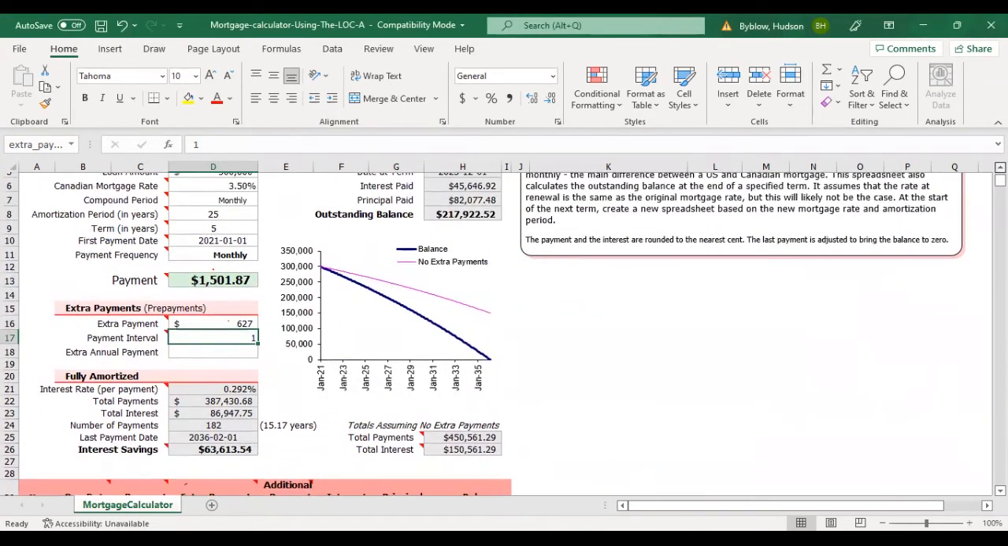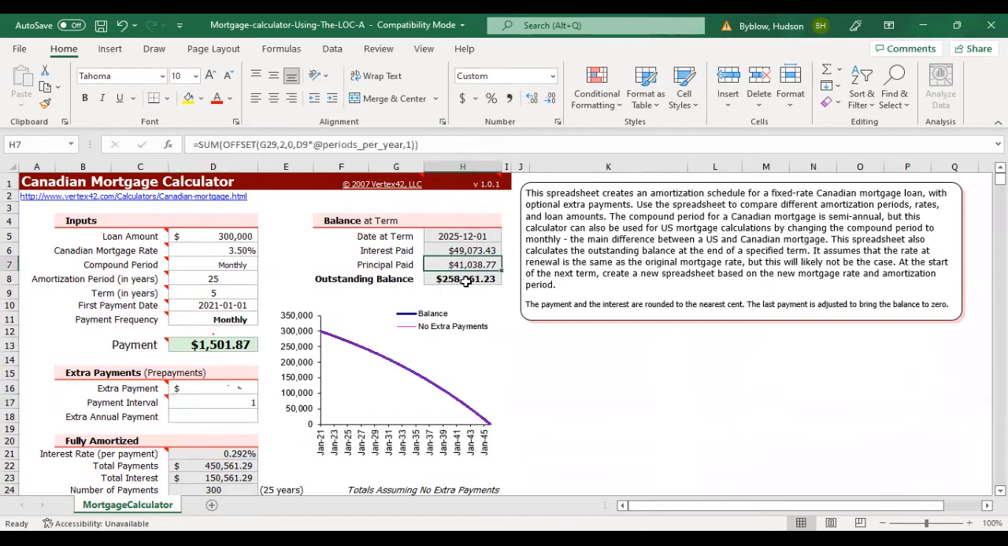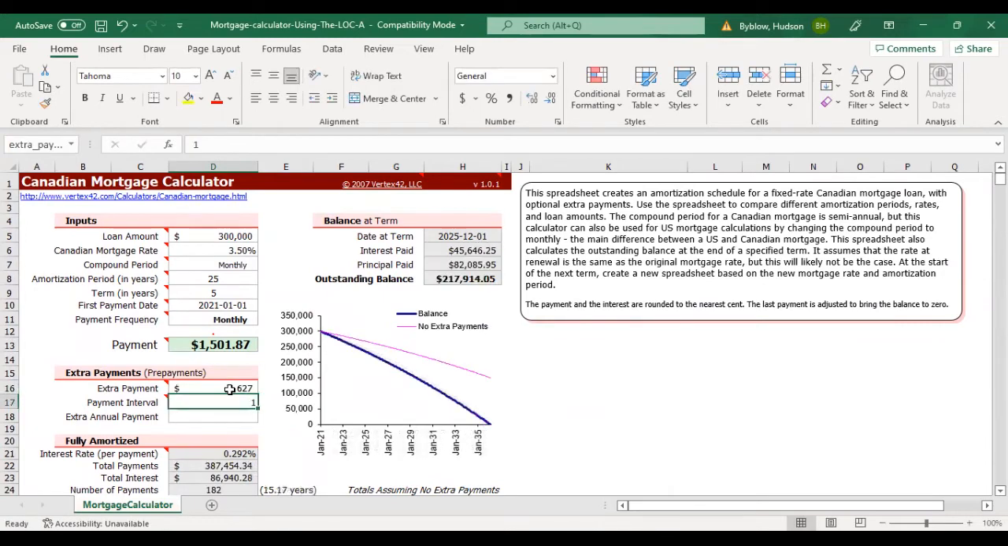Suppose we do those extra payments of $627. Take a look at how much money is paid at the end of the term. I'm going to change that back to 0. So 0. Look at principal paid right here, 41,000. If I add 627 every payment, your principal is 82. So you've basically doubled the amount of principal. And if you'll notice, the interest stays roughly the same, 45,000, 49,000. It's actually a little more.